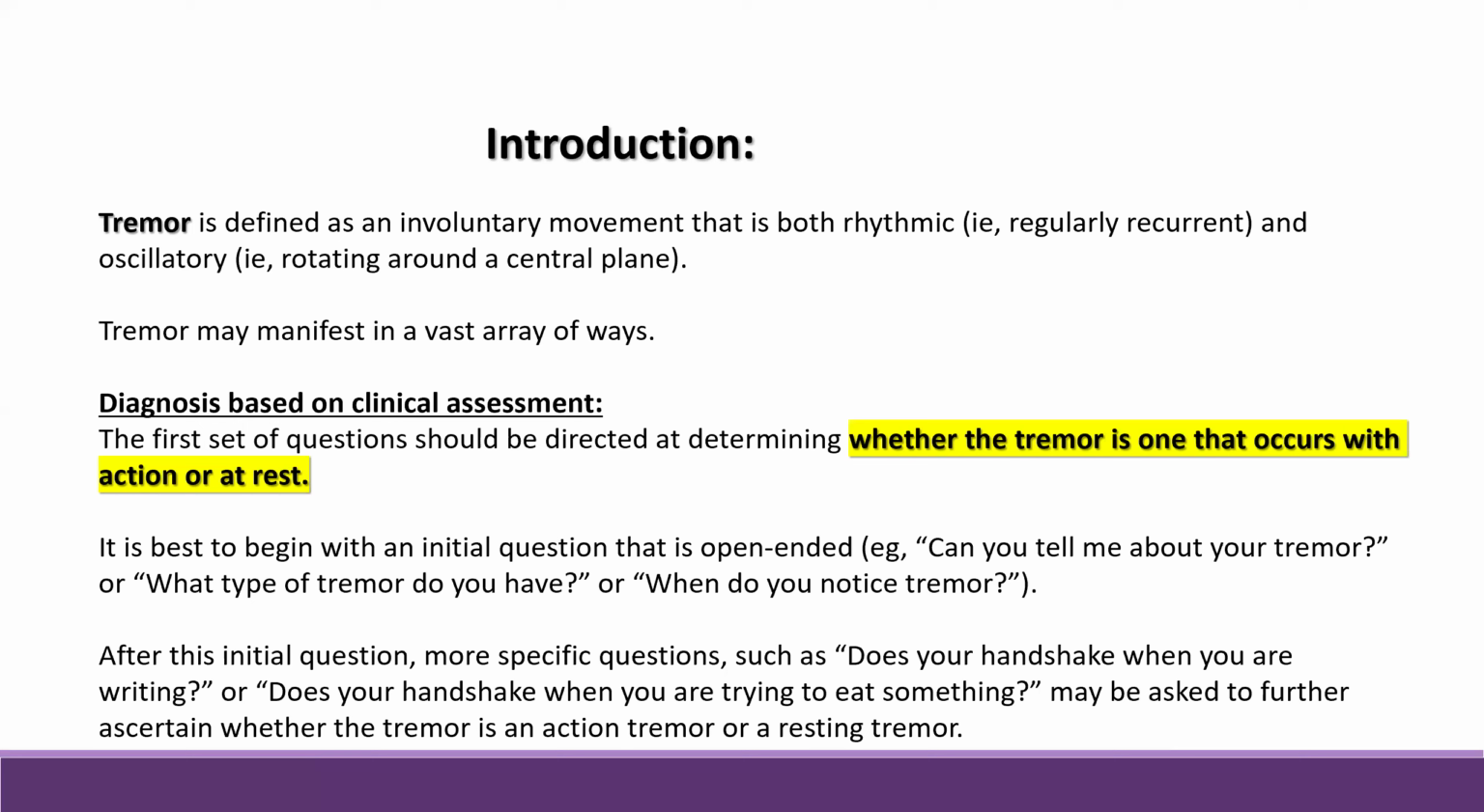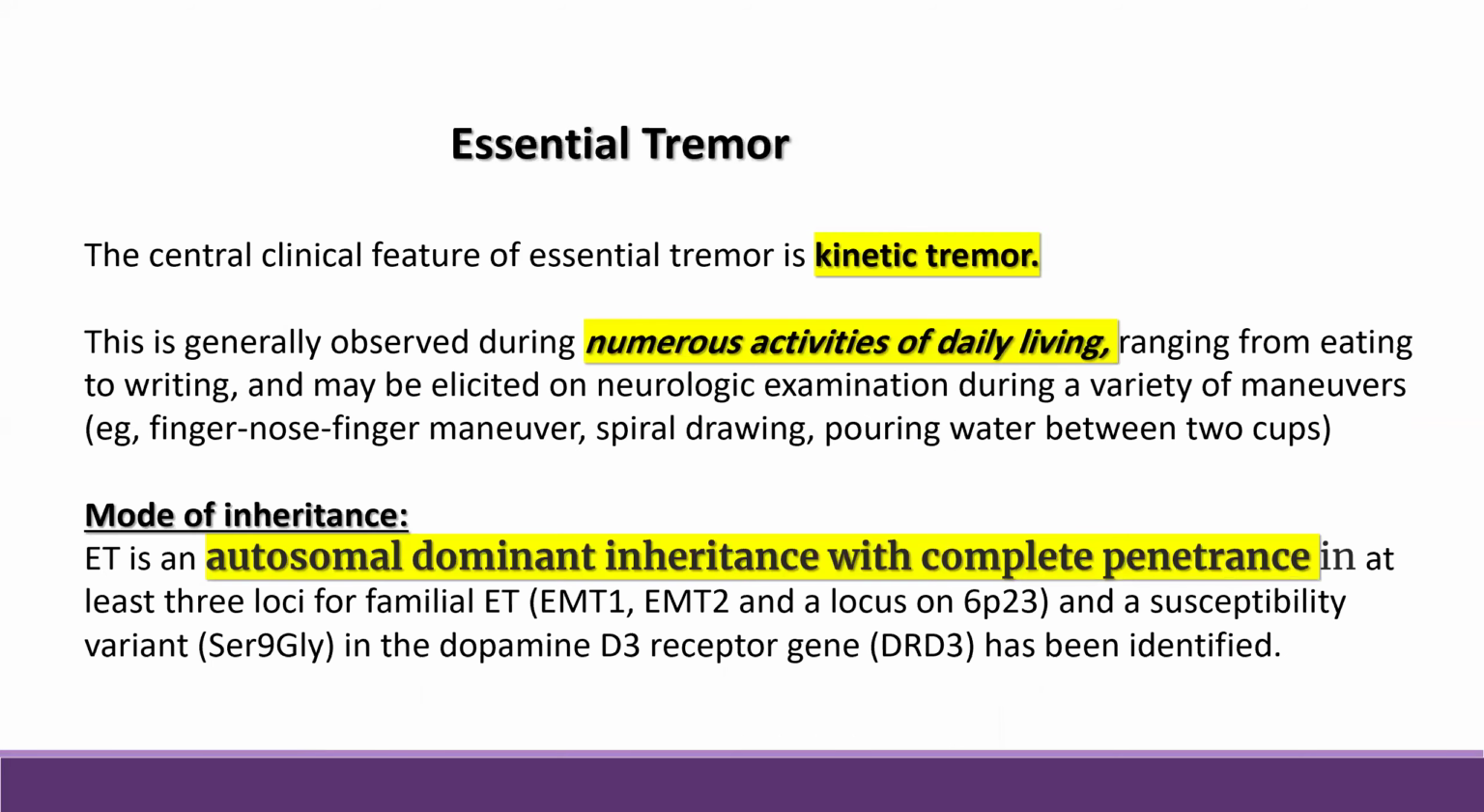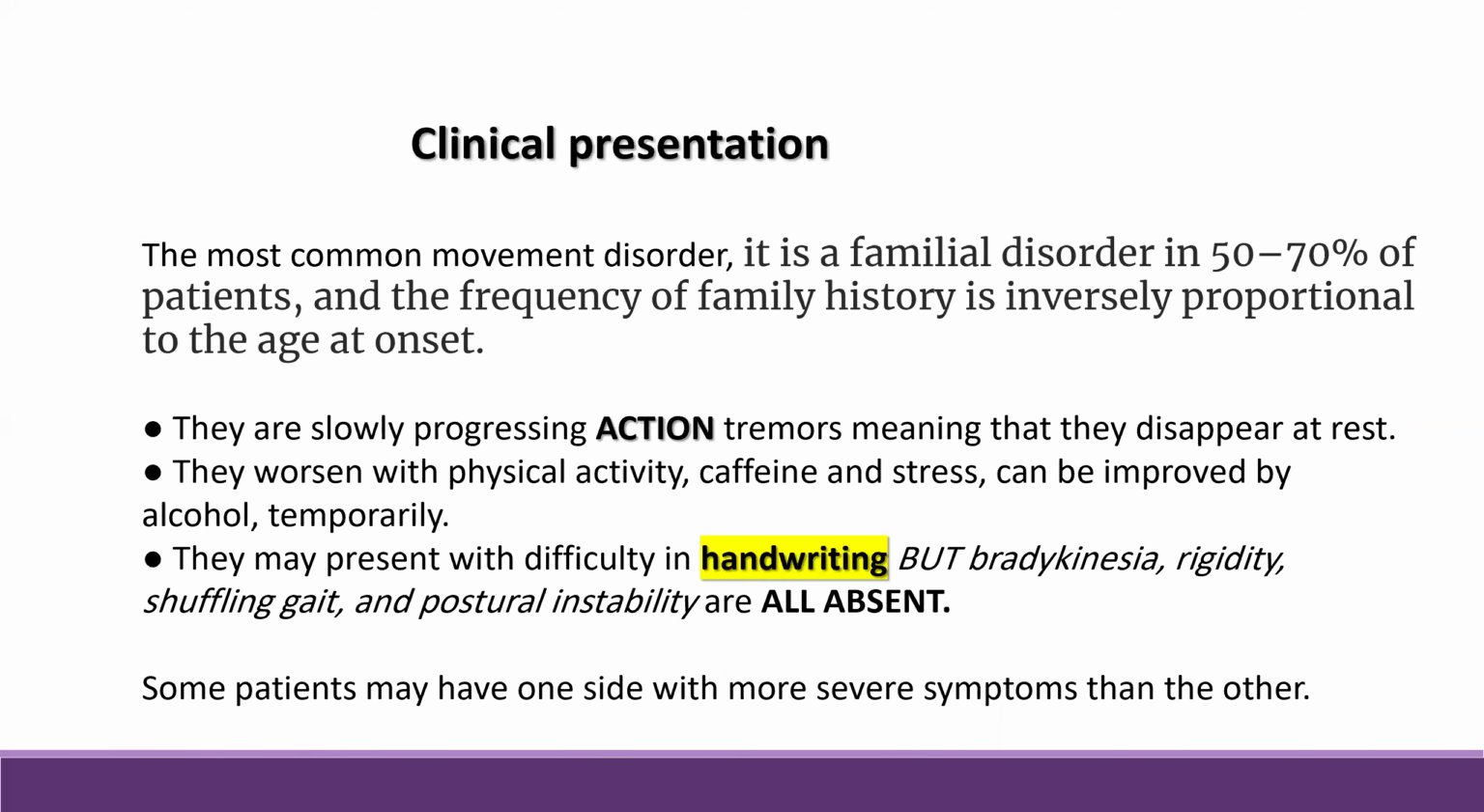When we are taking the history, we ask the patient, can you tell me more about the tremor? What type of tremor? Is it noticed with action or during rest? Is there any specific hand, for example, a specific task that might provoke this tremor? And the essential tremor, as I mentioned, the classical feature is a kinetic tremor with daily activity. It's usually autosomal dominant inheritance with complete penetrance, and it causes difficulty with handwriting.